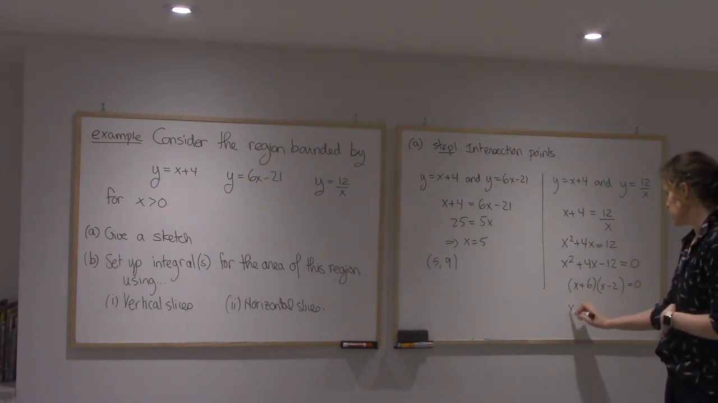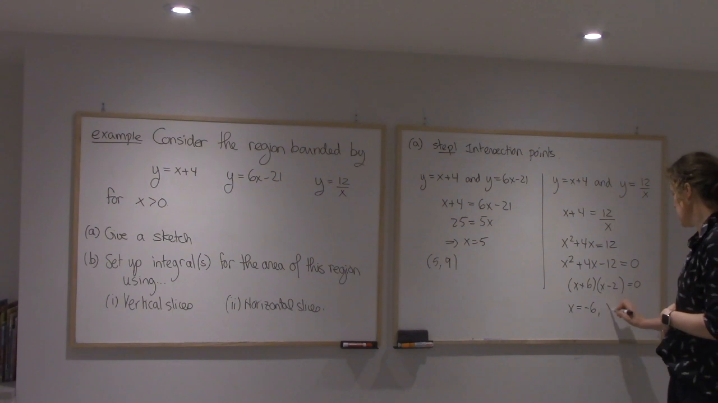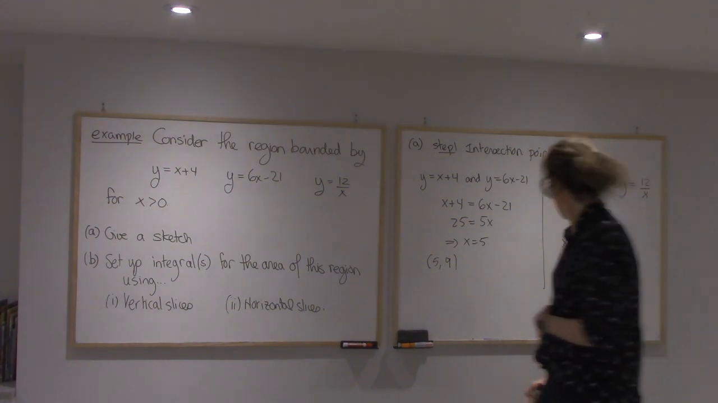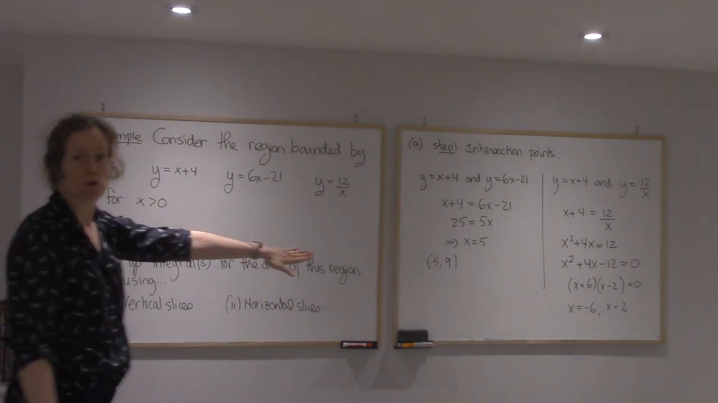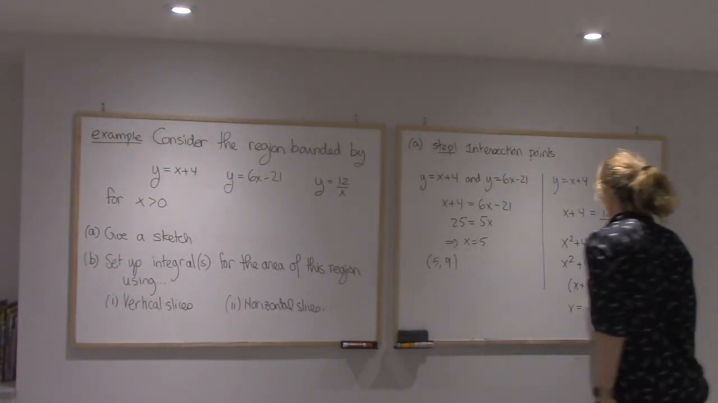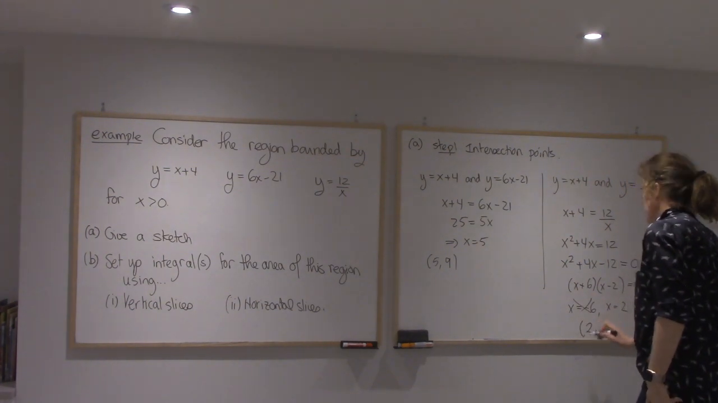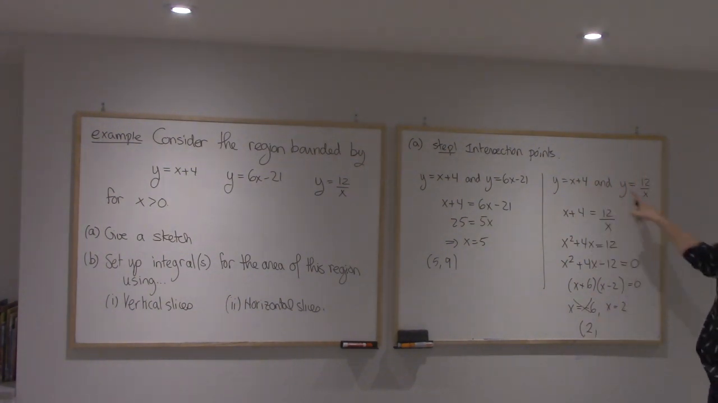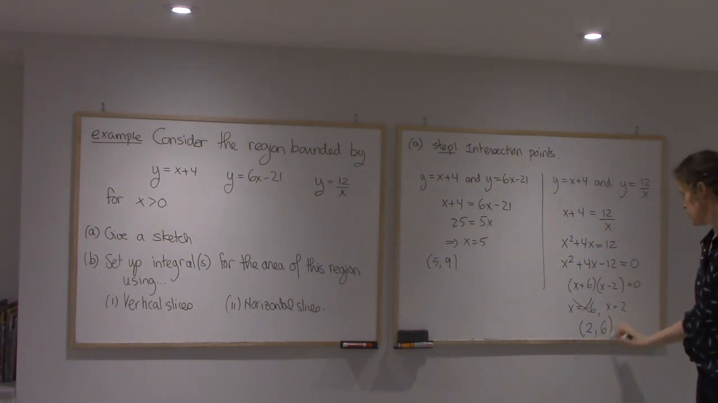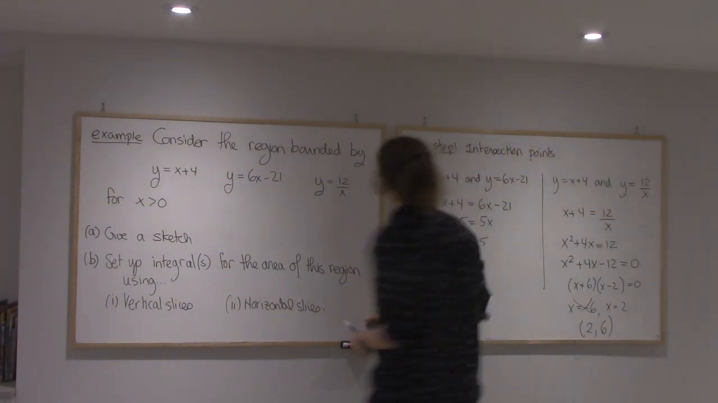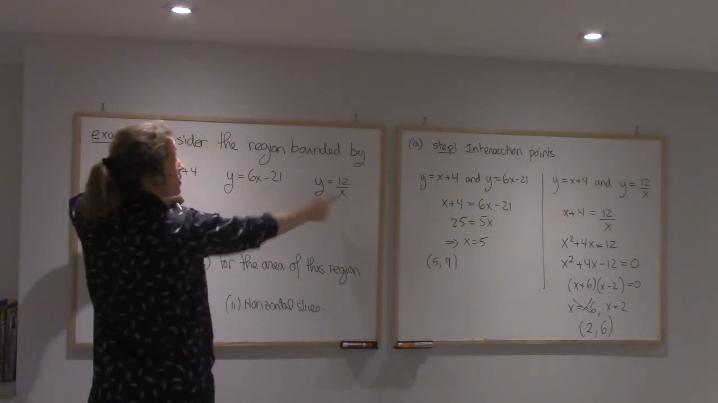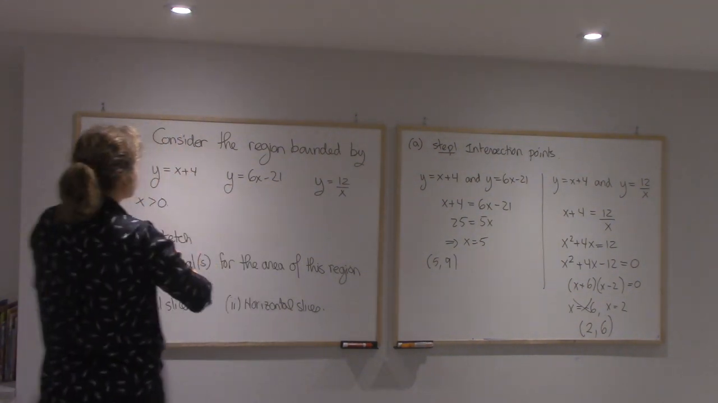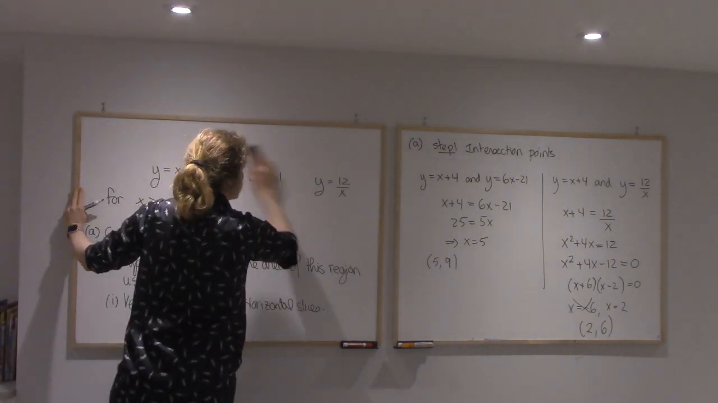So I get two intersection points. I get minus 6 and 2. If you look at the question, it says that x is positive, so minus 6 will have to be ruled out. So my point would be x equals 2, and I could get y from either. Y will be 6. Alright, so I've done these two and those two. I need to look at the last two and find those intersection points.